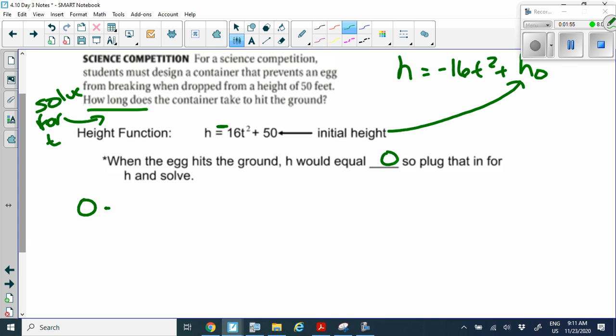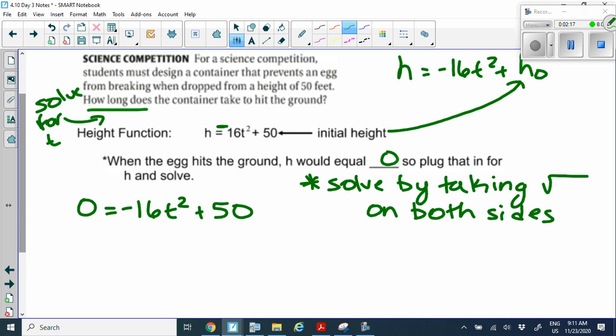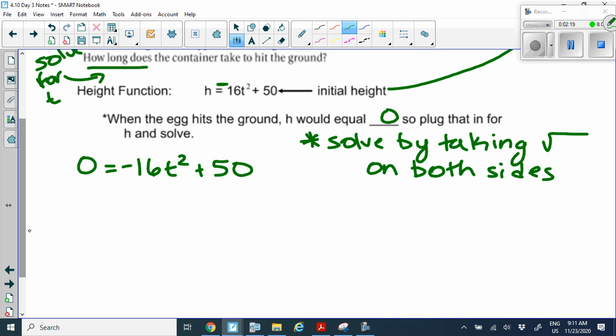So I have 0 equals negative 16t squared plus 50. Now notice we don't have that middle term. So how we're going to solve this is by taking the square root on both sides. Okay. So to do that, I'm going to move the 50 over. I'm going to subtract it from both sides. So now I have negative 16t squared equals negative 50.